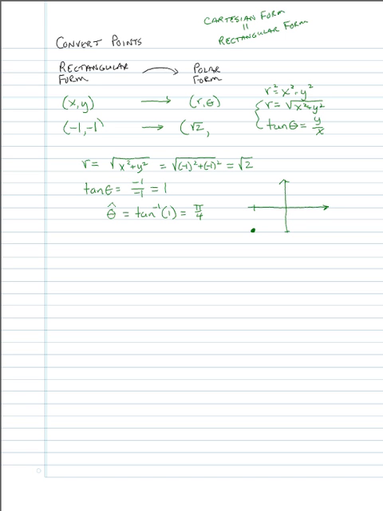Now, if we were to draw the line connecting the pole or the origin with the point in question, and we look at the angle involved, the angle theta is always measured from the positive x-axis. So the angle theta is actually this angle right here. That's theta. Oh, well, that's certainly not pi over 4, is it? In fact, what is that angle? That angle is actually 5 pi over 4.